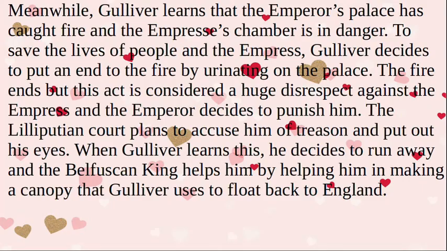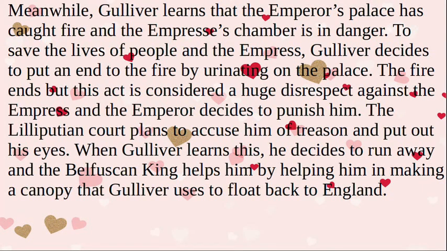Meanwhile, Gulliver learns that the Emperor's palace has caught fire and the Empress's chamber is in danger. To save the lives of people and the Empress, Gulliver decides to put an end to the fire by urinating on the palace. The fire ends, but this act is considered a huge disrespect against the Empress, and the Emperor decides to punish him. The Lilliputian court plans to accuse him of treason and put out his eyes.